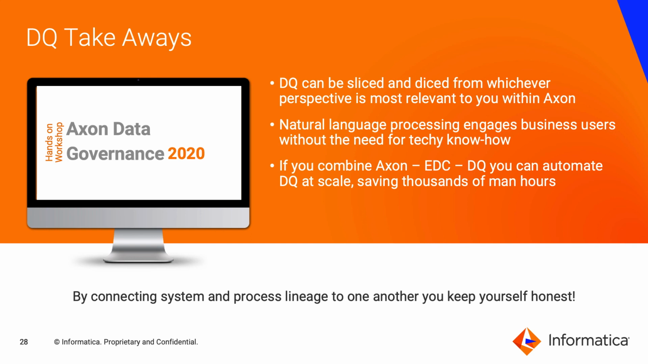Now, the addition of the natural language processing and the automation that we can do with Axon, EDC, and data quality just allows us to do it all faster, with less interference and less delay. All of this work can actually save us thousands of man hours because we're not creating these rules individually. We're not having to wait on technical people becoming available. We're just combining these 3 elements of our solution to automate data quality at scale.